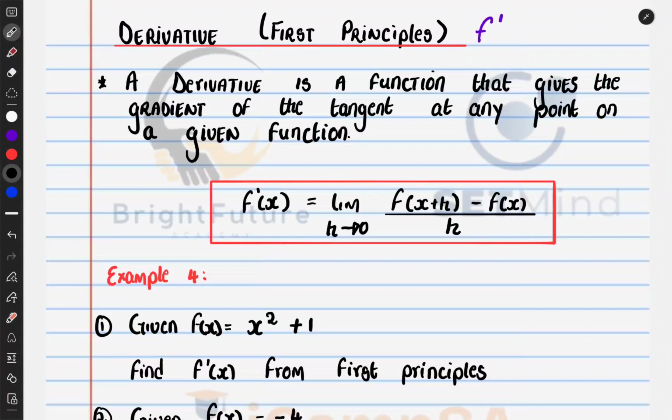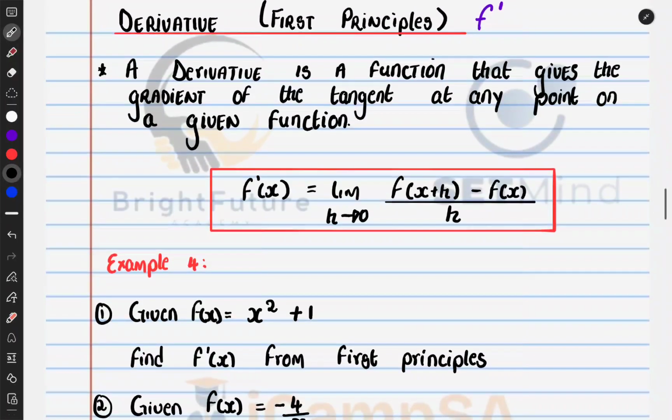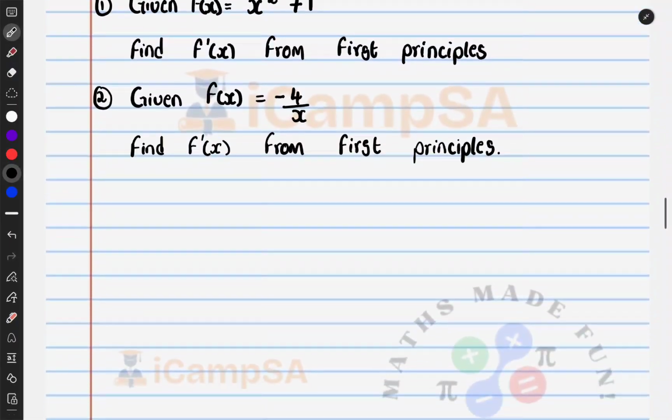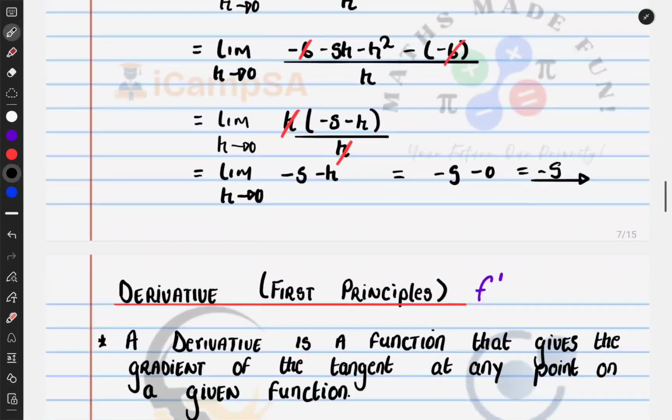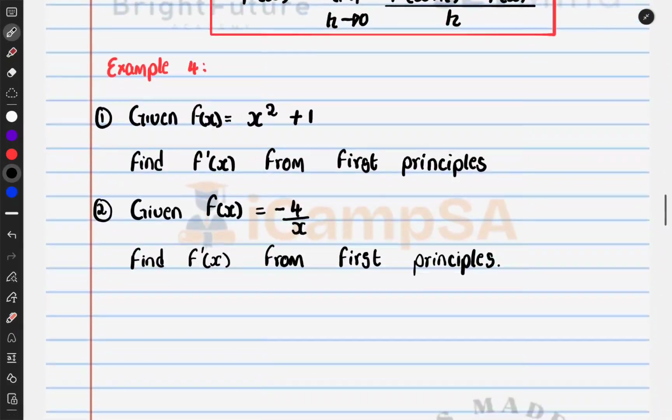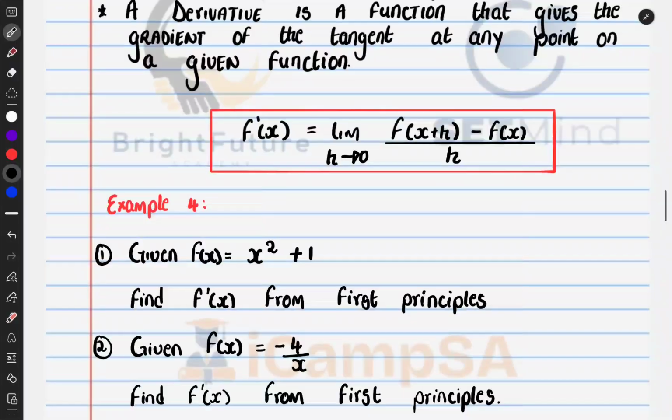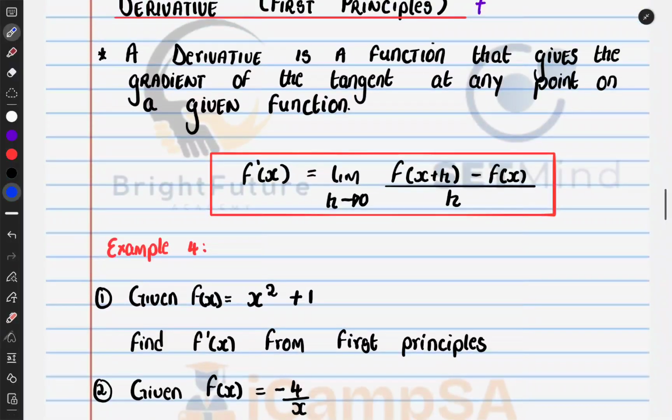A derivative is a function that gives the gradient of a tangent at any point on a given function. So a derivative on its own is a function, hence why it allows us to determine the tangent. Okay, for argument's sake, let's say we have a function which is a parabola, like this.